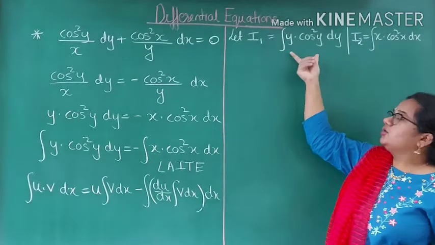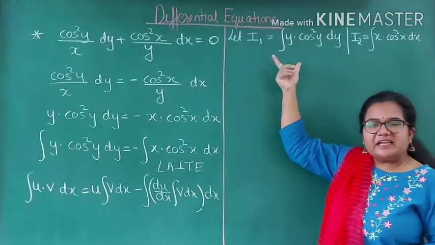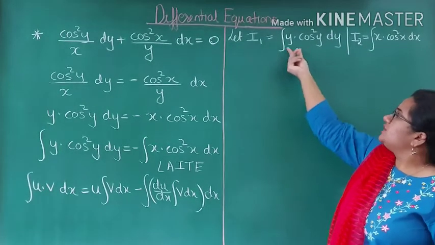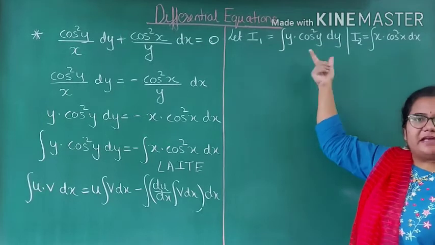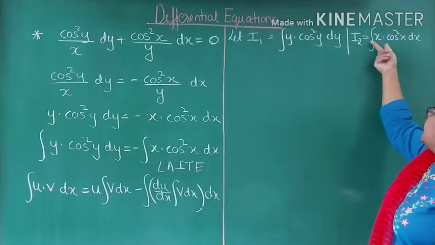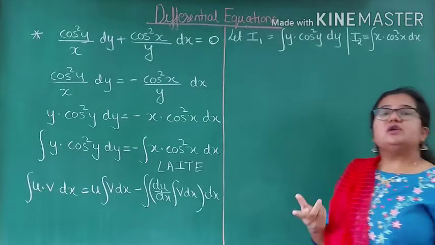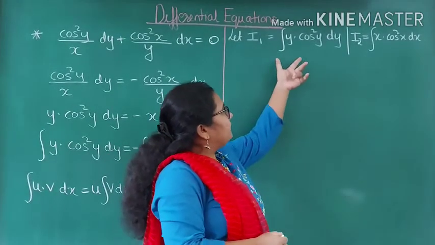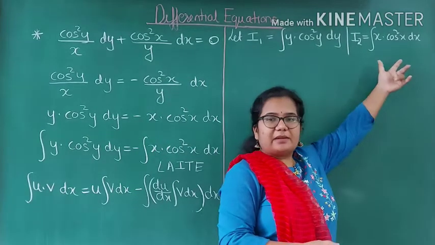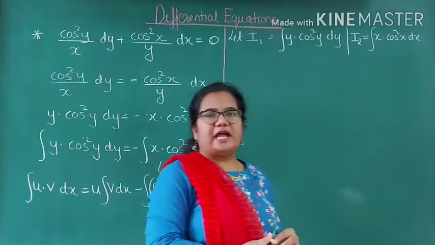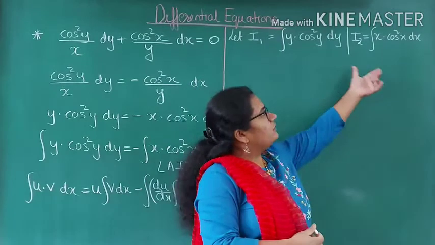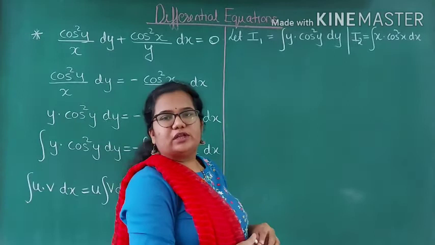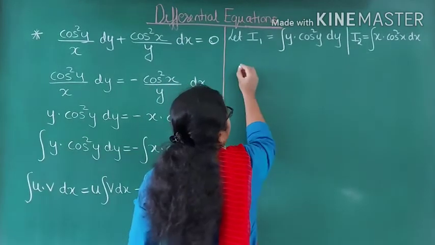So if you look at both I1 and I2, even if you integrate only I1, you will get the answer of I2 also. Why? Because this is y cos square y dy, variable is y, and this is the same thing, x cos square x dx. Only the variable is changing. So if you solve this and replace the variable y by x, you will get the integration of I2 also. So no need to solve both the integrations I1 and I2. We will solve only one. Suppose we take the first one, I1.